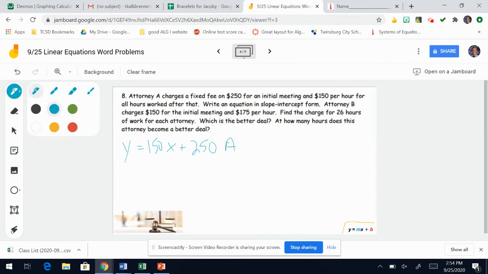And then attorney B says they only cost $150 for the initial, but their hourly is more expensive. So we're going to have y equals 175x plus 150, because it's $175 per hour and their initial fee is $150, and that's attorney B. And now it says find the charge for 26 hours for each attorney, and which is the better deal.